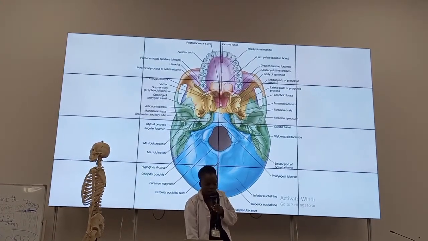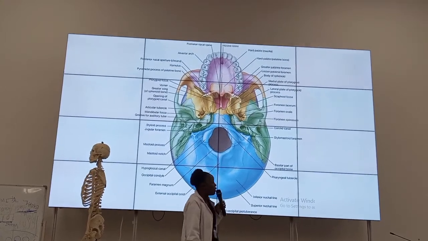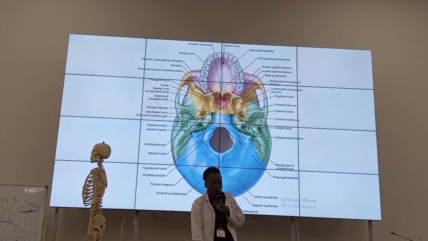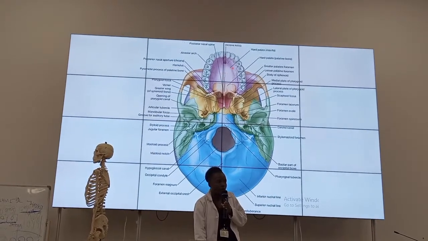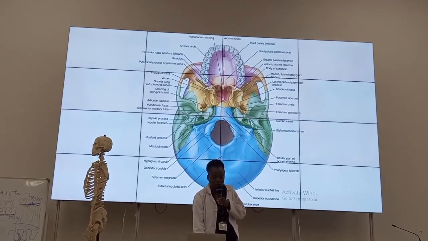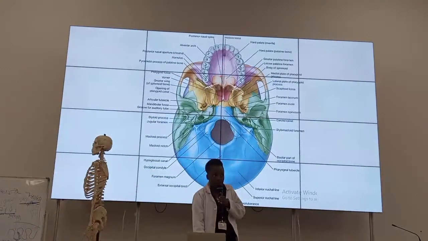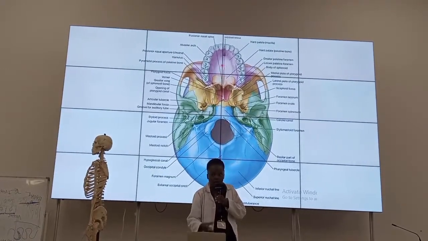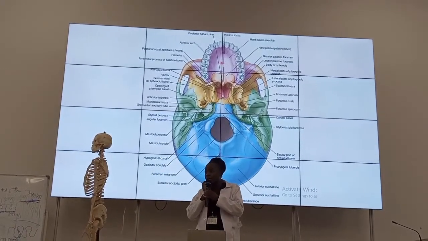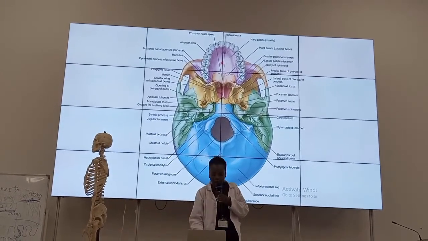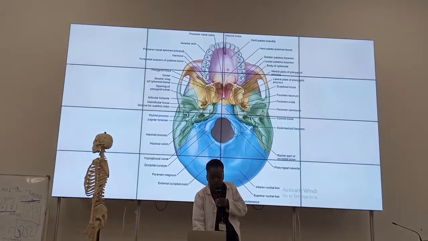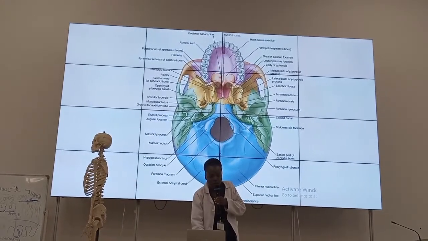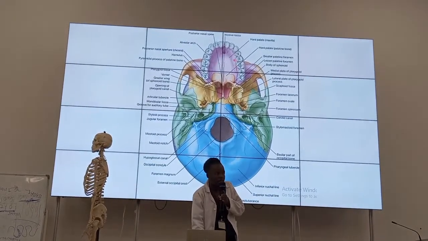This is the inferior view of the skull. And I want to draw your attention to the roof of the oral cavity. Can you see it? What have we removed here? We've removed the lower jaw, right? We have put it aside. And then we are now looking at the roof of the oral cavity, which is made up of the palate.